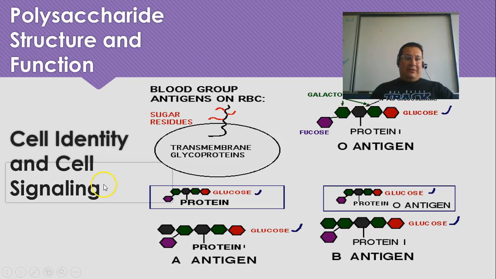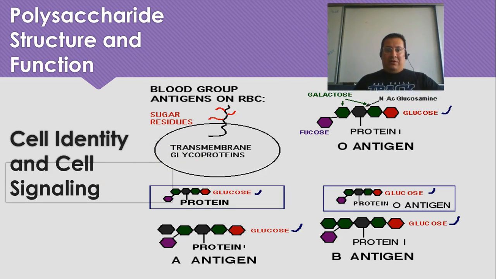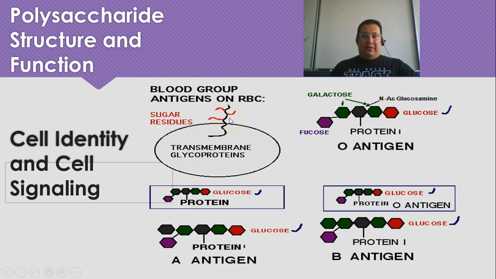Also, cell identity and signaling. Your blood type is also based on these little sugar residues outside the red blood cells. So depending on the blood type you are, blood type O, B, or A, you're going to have a different set of sugars on the outside of your red blood cells.